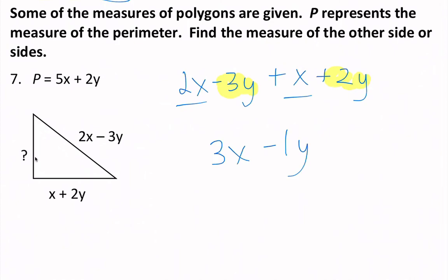So in order to find the missing piece, what I'm going to do is take the perimeter of the whole thing, because I know the whole thing is 5x plus 2y. And I'm going to take away the 2 pieces we know, and that's going to leave us with our missing piece. So the whole perimeter is 5x plus 2y, but I need to take away the 2 sides that we know.